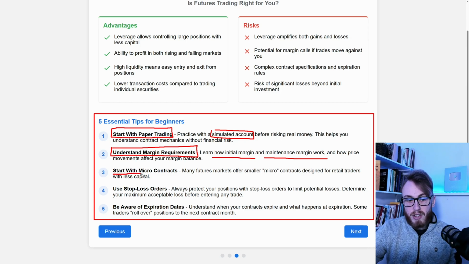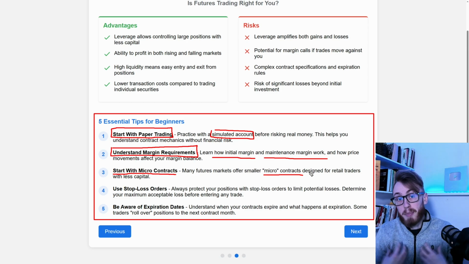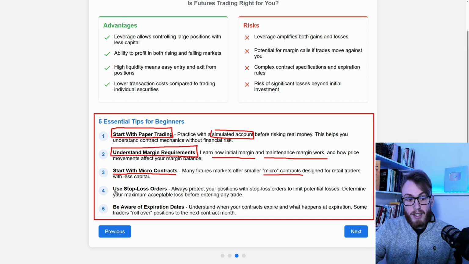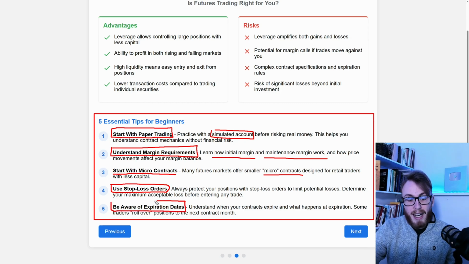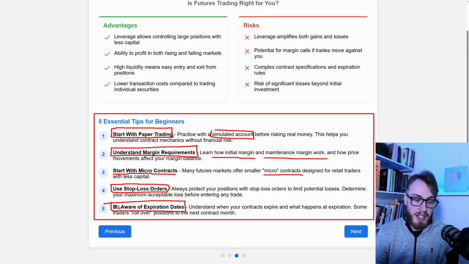The next tip here is start with micro contracts. Many futures markets offer something called micro contracts, which are designed for retail traders with less capital, like for example me and you. Also, this is very key. If you're trading, make sure to always place your stop loss and also be aware of the expiration dates.